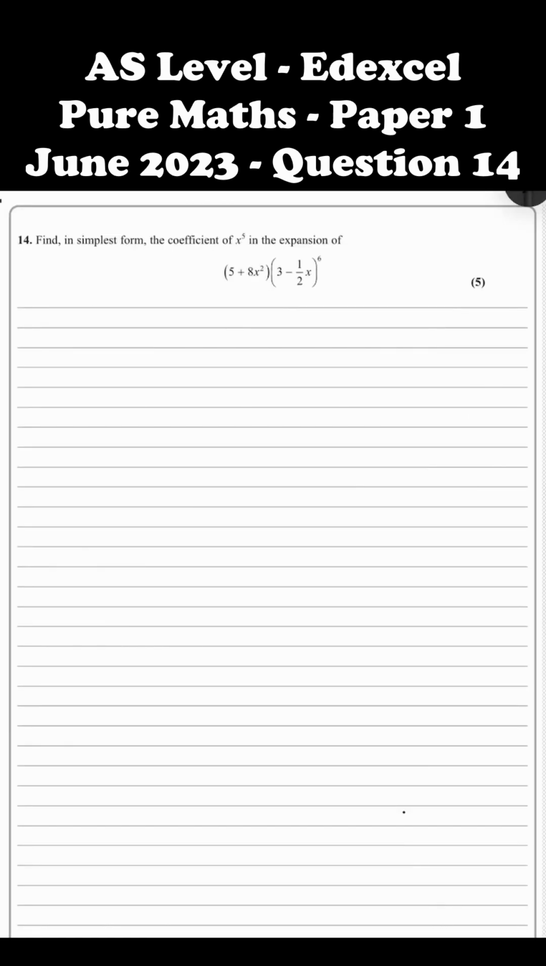Question 14. Find in simplest form the coefficient of x to the power 5 in the expansion of 5 plus 8x squared, lots of 3 minus a half x to the power 6.